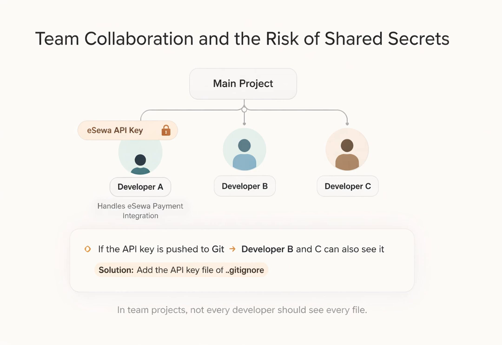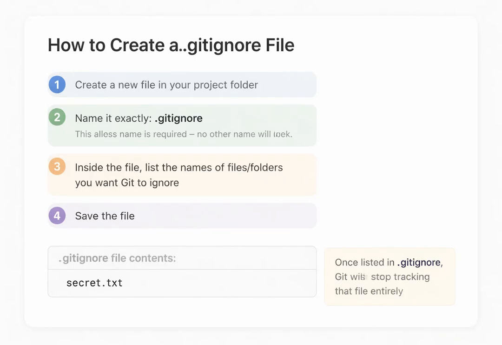The solution is simple. Developer A adds the API key file to gitignore, so it never leaves their local machine. Only they can use it, and the rest of the team works without ever seeing it. So how do you actually use gitignore? The instructor walks through it step by step.